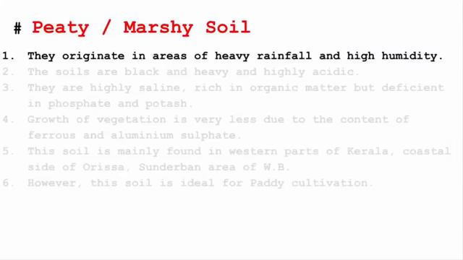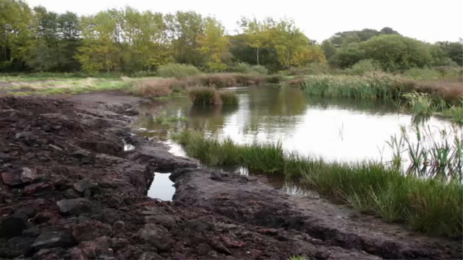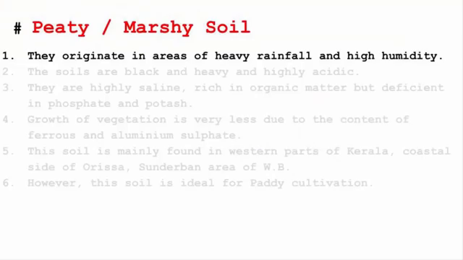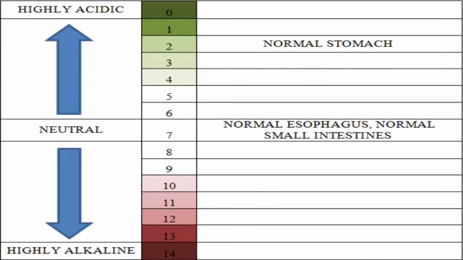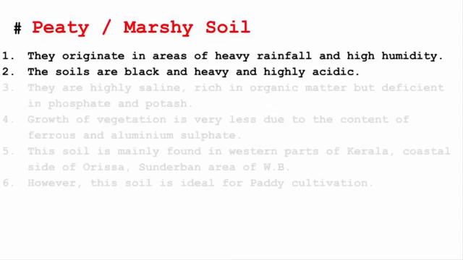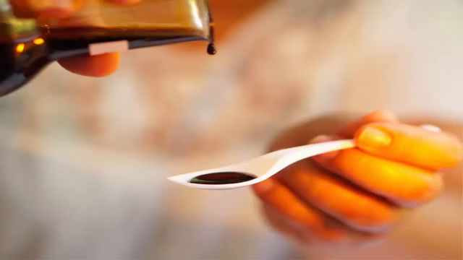Coming to another type of soil, peaty and marshy soil. The meaning of marshy means muddy, squashy, swampy. So it has to do something with rainfall, right? I mean to say there should be a high quantity of water and humidity. So they originate in areas of heavy rainfall and high humidity. The soils are black and heavy and highly acidic. By acidic we mean having the properties of an acid. In a more scientific term, having a pH below 7. And in a more layman term, sharp tasting or sour. Have you ever tasted vinegar? Yeah, that is the taste I'm talking about.